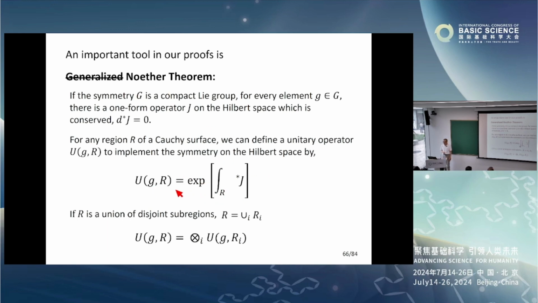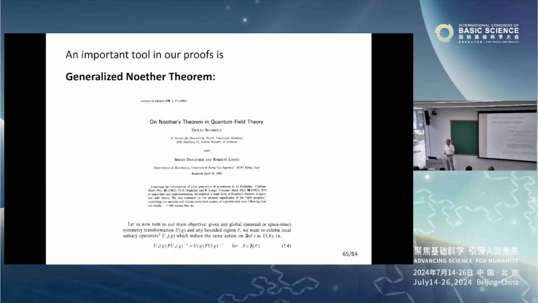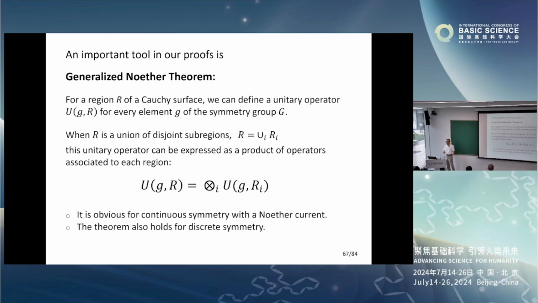The Noether theorem says that if you have a continuous symmetry, there is a Noether current, and the unitary operator implementing the symmetry is the exponential of the integral of the Noether current. From this, it automatically follows that if R is the union of disjoint subregions, then the unitary operator which implements the symmetry is a product of operators associated to each region. Basically, this generalized Noether theorem claims that the same thing happens for a finite group under some assumptions about the quantum field theory.